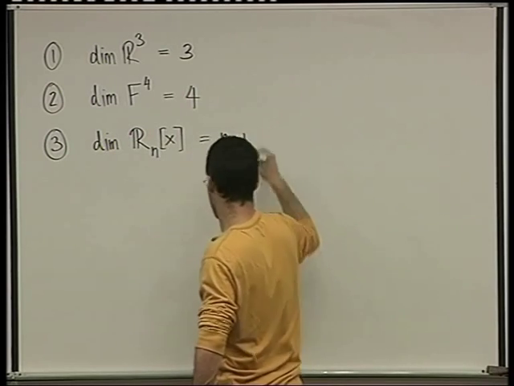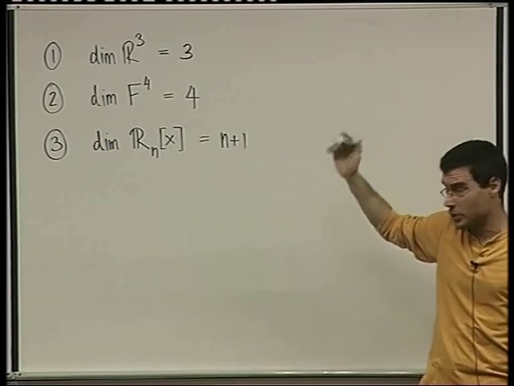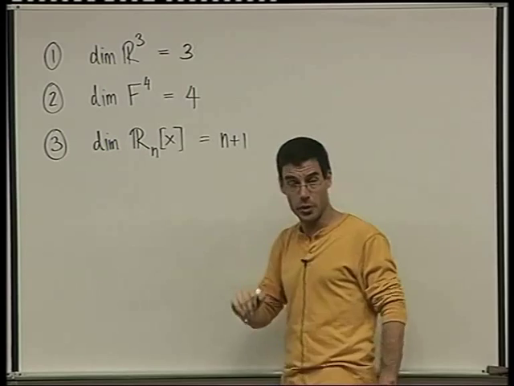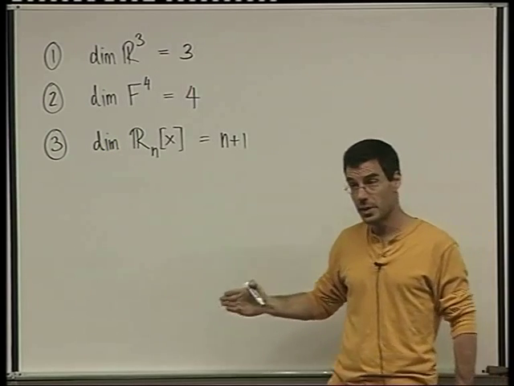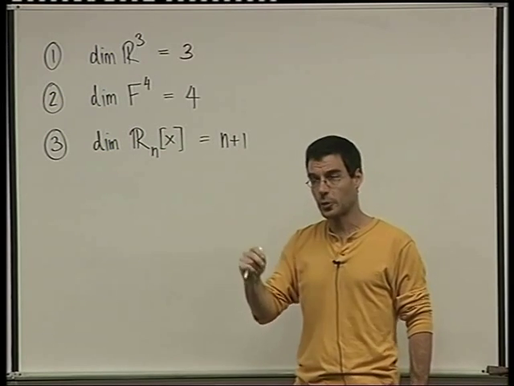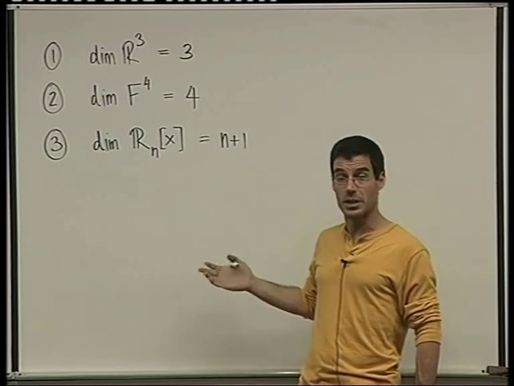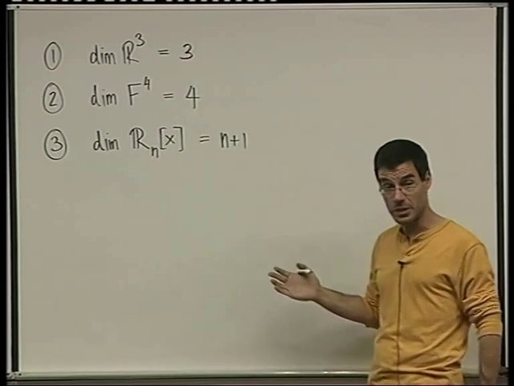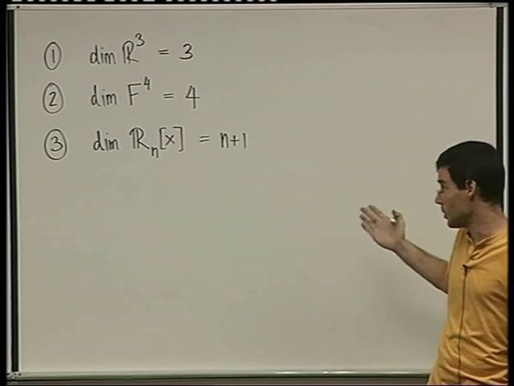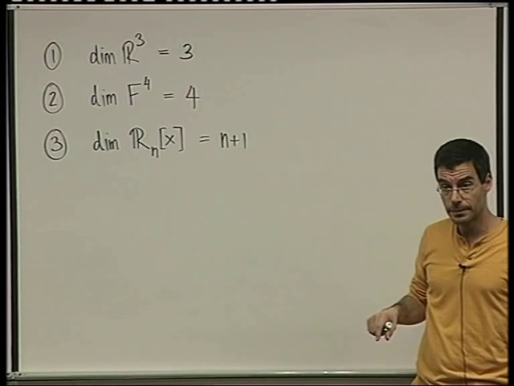N plus 1. Why? It's not just general knowledge. It's a very solid fact. We saw a basis for this vector space. The basis was the set of polynomials 1, x, x squared, x cubed, all the way to x to the n. We argued that it's indeed a basis, that they're linearly independent, and that they span everything. It wasn't that tricky, it was pretty much obvious. But it has n plus 1 elements. Good?